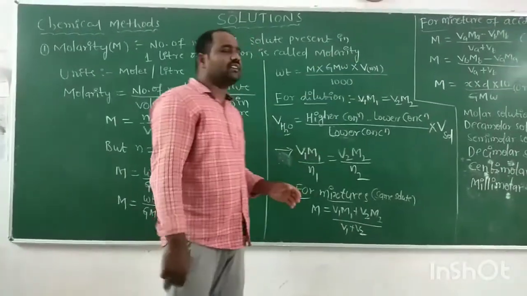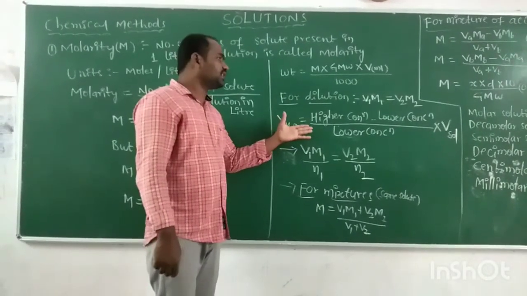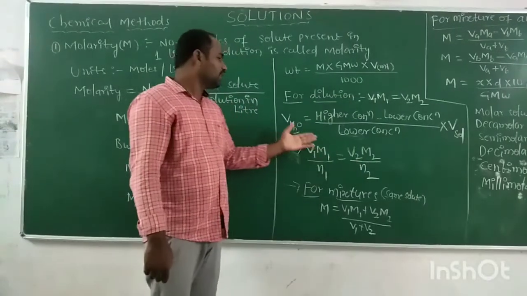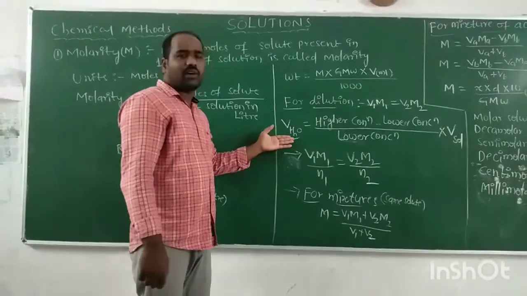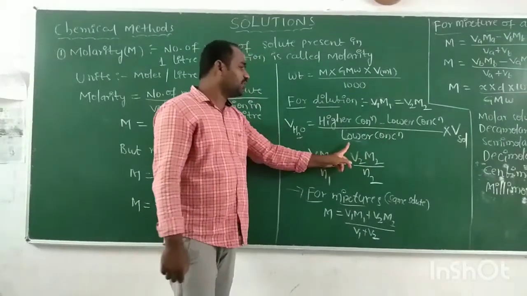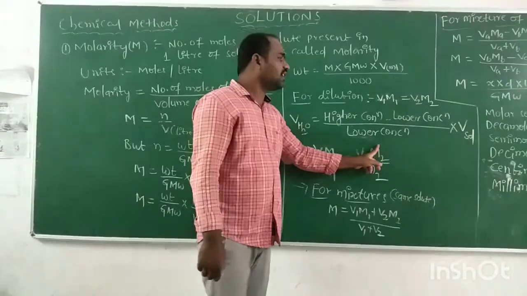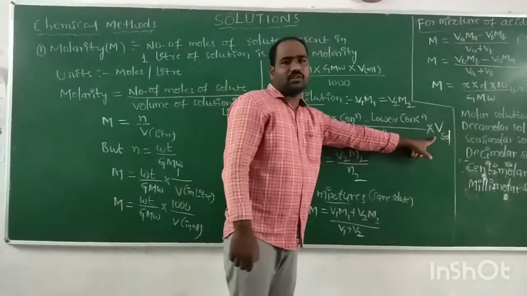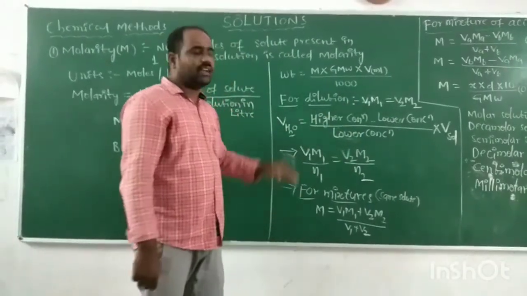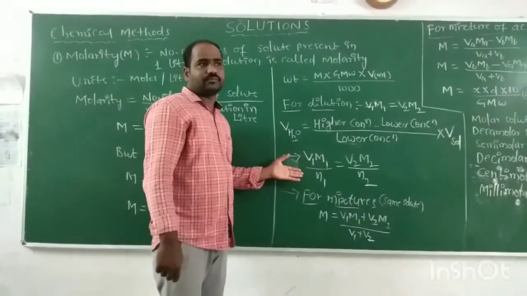For dilution, the amount of water required to dilute a solution from volume V1, concentration M1, to V2, concentration M2, is given by the formula: volume of water required equals higher concentration minus lower concentration, divided by lower concentration, into the volume of the solution. This formula is used for the volume of water required when a solution is diluted from one concentration to another.